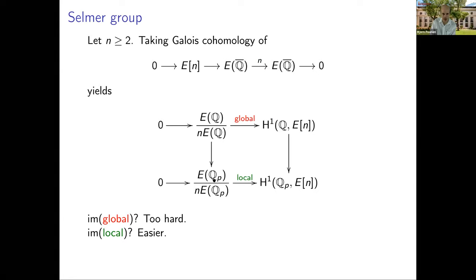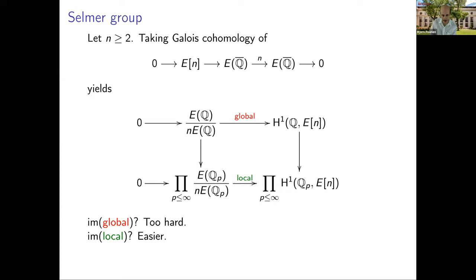And it's much easier to figure out what the image of a sequence like this is. It's much easier to understand the Q_p points on E because you can use tools like Hensel's lemma. So you can really compute the image of this map. And moreover, this thing turns out to be finite. So it's quite easy to figure out what this image is for any given prime p. And in fact, you can even do this for all primes together. You can take the product over all primes, including the infinite prime, by which I mean Q_p is the real numbers. And so you have a good understanding of what this local image is.